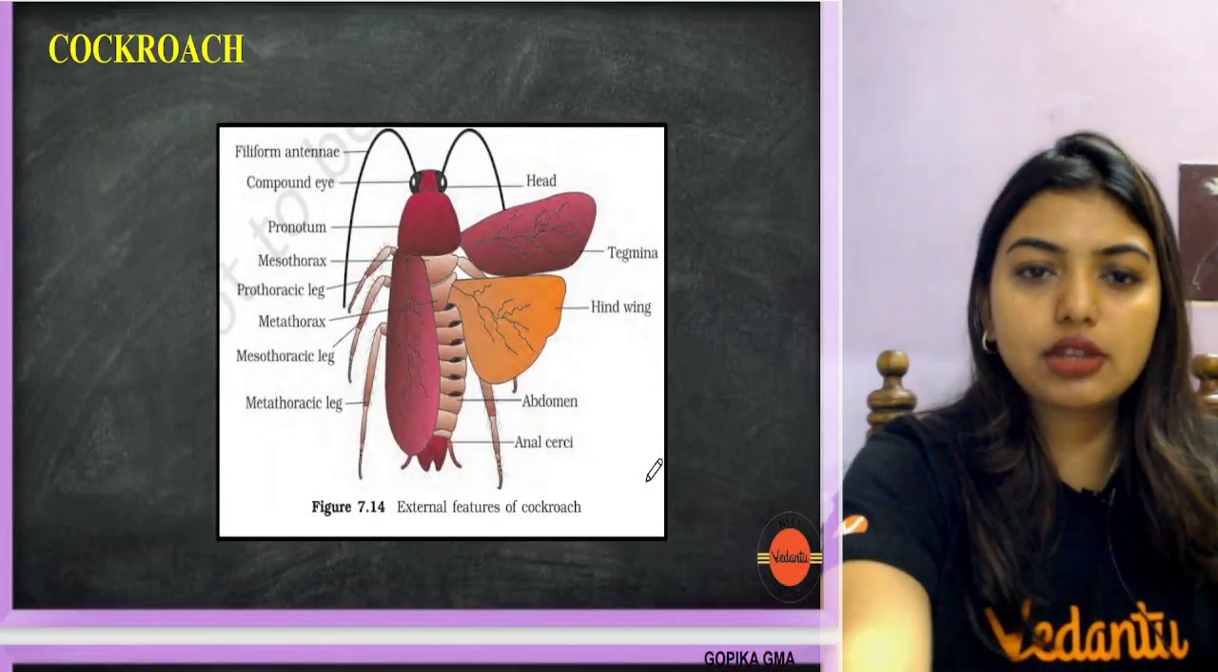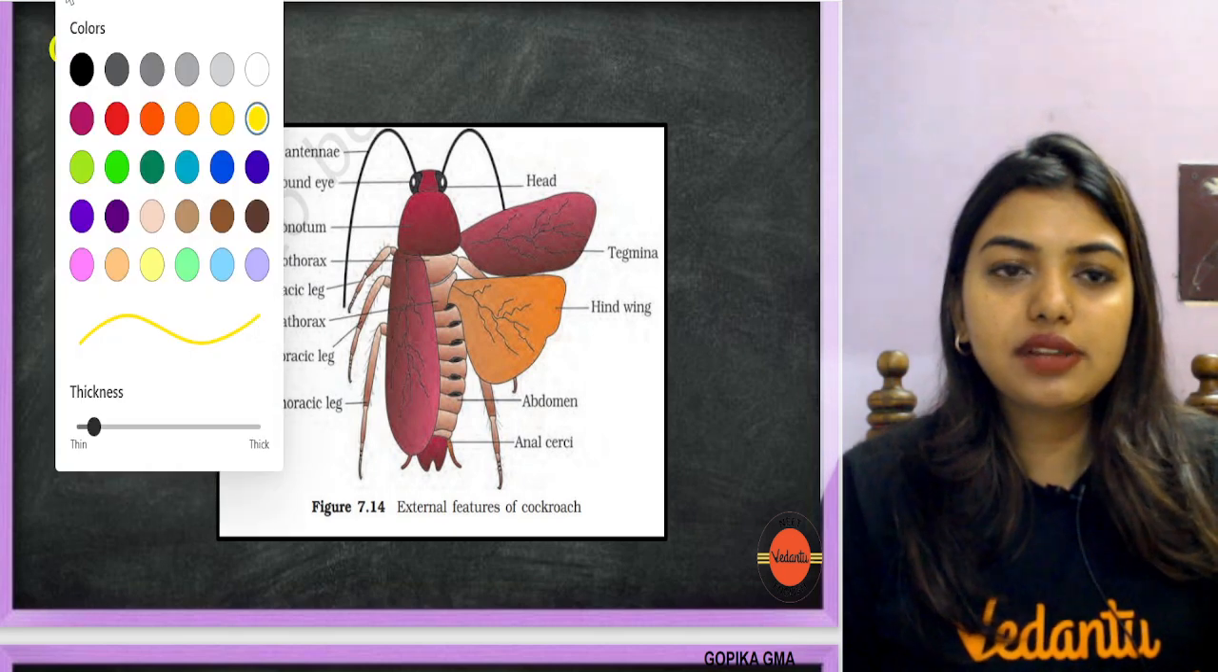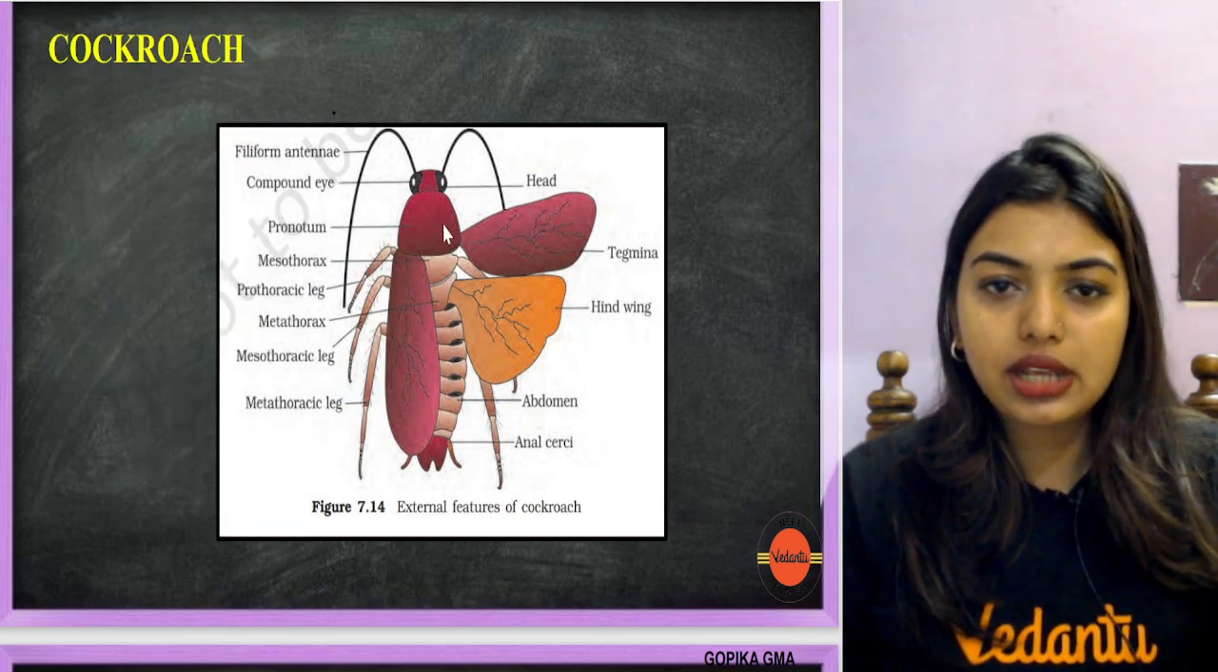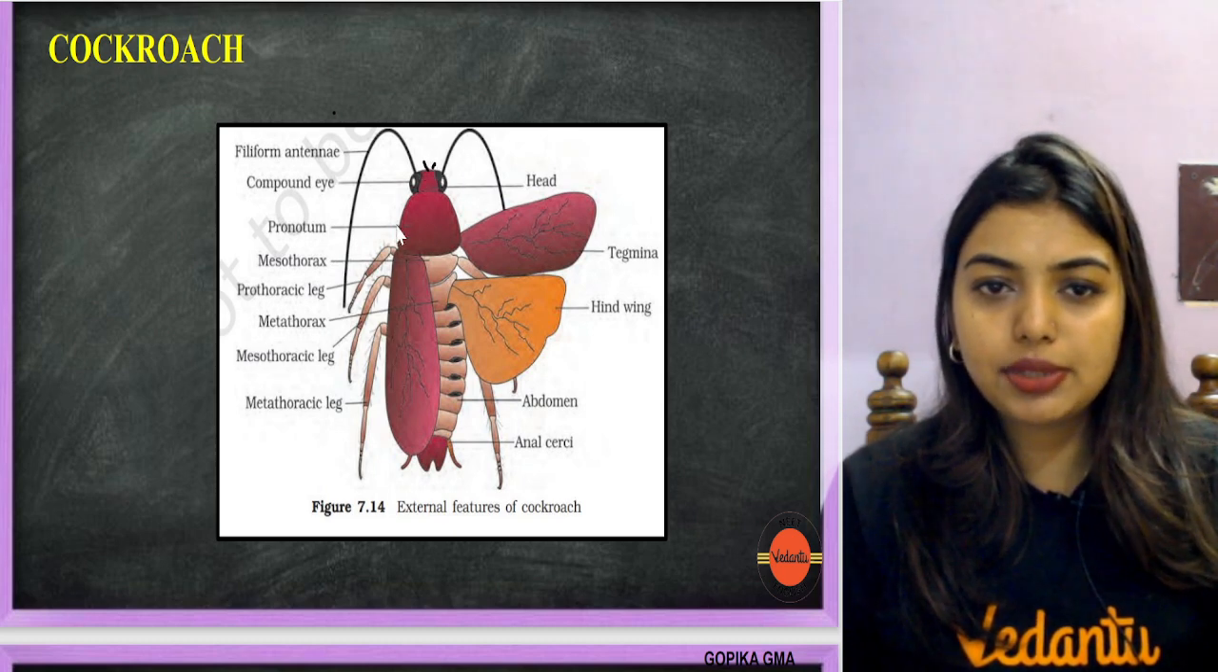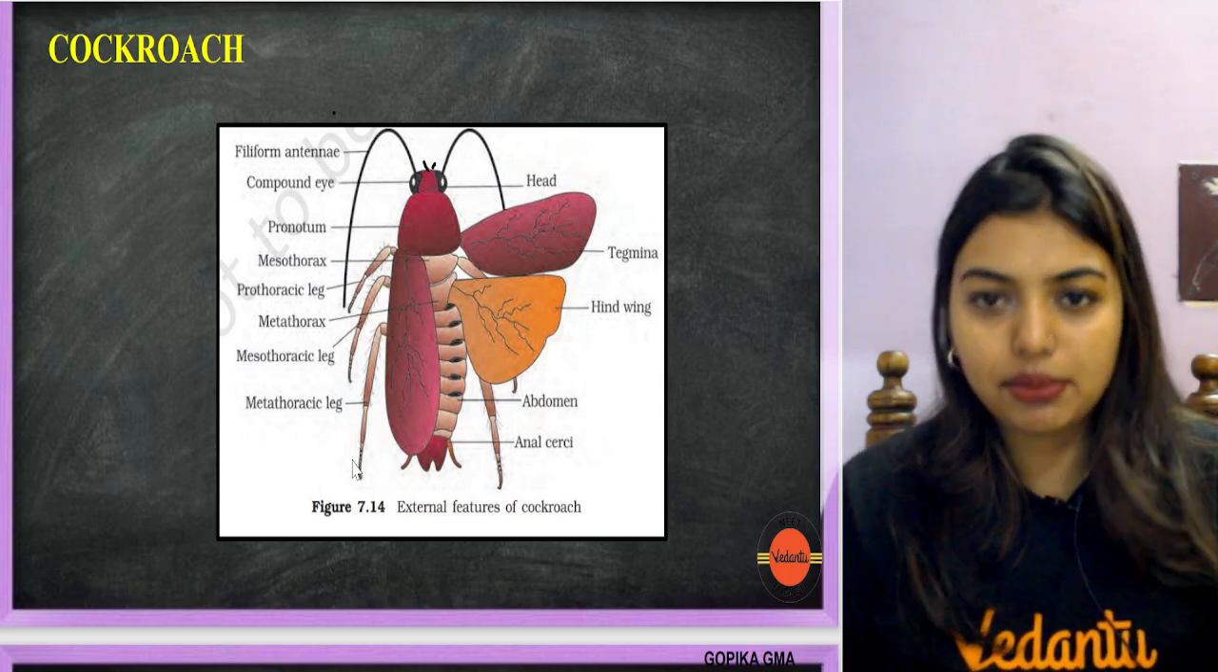Look at this, student. This is how your cockroach looks, right? You wouldn't have seen such a fancy cockroach, but look at it. This is the head region. You can see the eyes, the mouth parts, and the antenna. This portion is the thorax, and then here you will see the abdomen.